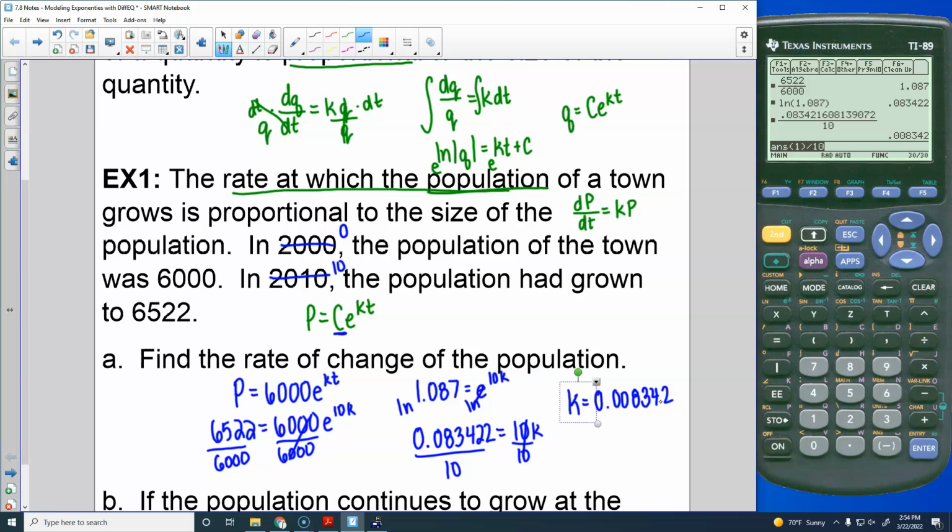So K is going to be our rate of change, but if we're wanting to give this as a percentage, it would be 0.8342%. Yeah, this one's the rate of change, which will be that K.